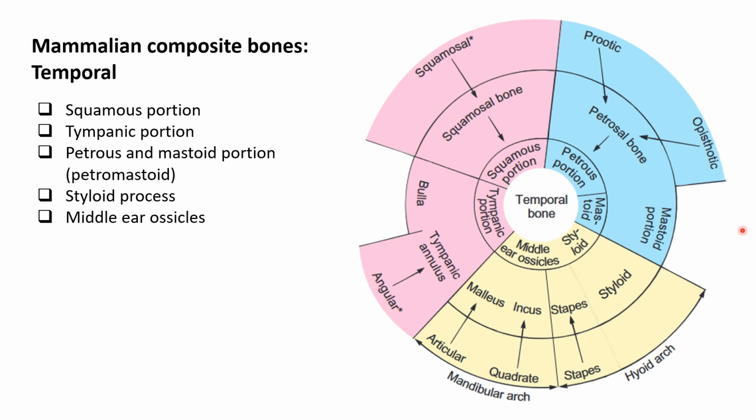Here's a visual summary of the multiple phylogenetic origins of the mammalian temporal bone. The squamous portion came from the squamosal bone, and then the petrous portion, or the petrosal bone, came from the otic bones. The tympanic portion partly came from the mandibular series of dermal bones, specifically the angular, and the middle ear ossicles, together with the styloid process, came from the gill arches.